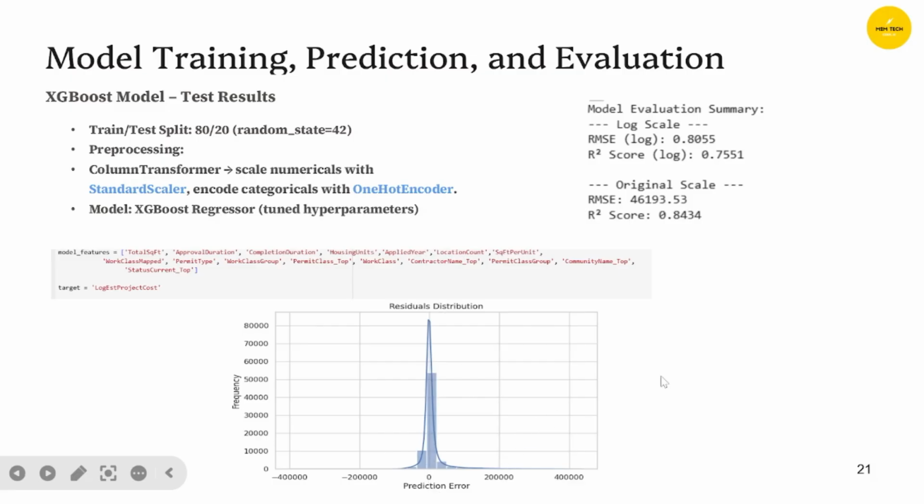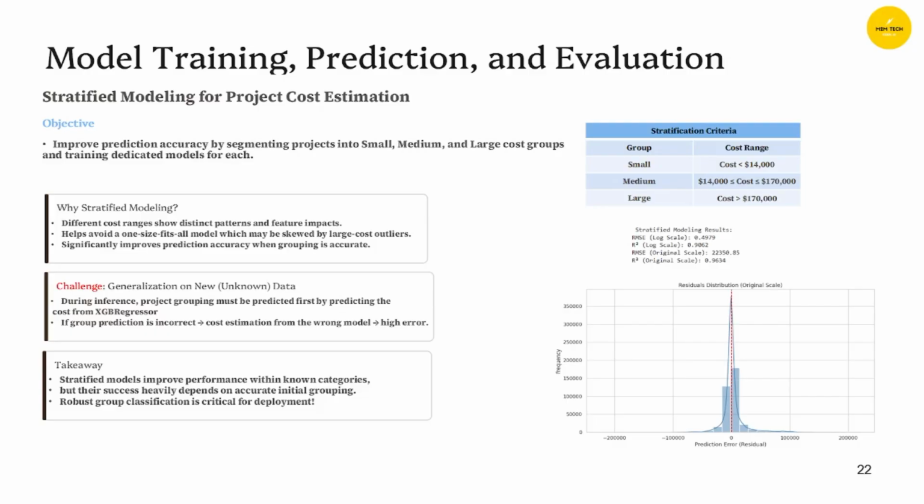And after that, I'm also considering another modeling, that is the stratified modeling for project cost. So what is the stratified modeling? The objective is to improve prediction accuracy by segmenting projects into small, medium, and large cost groups and training a dedicated model for each. So here I first divided the projects based on the cost. I first divided them into three groups: the small, medium, and large.